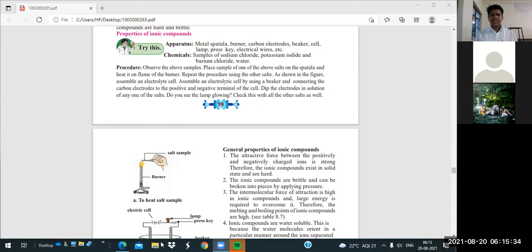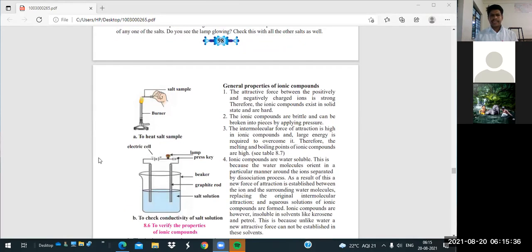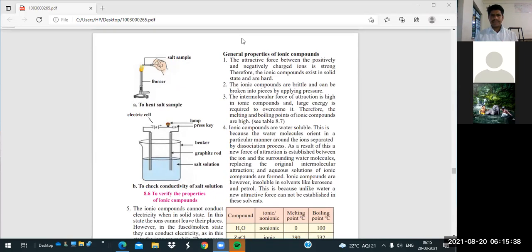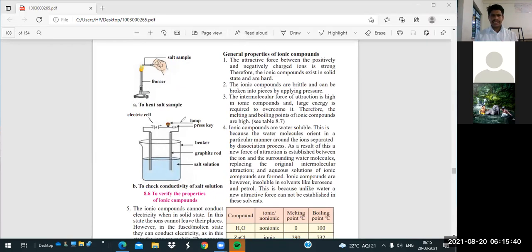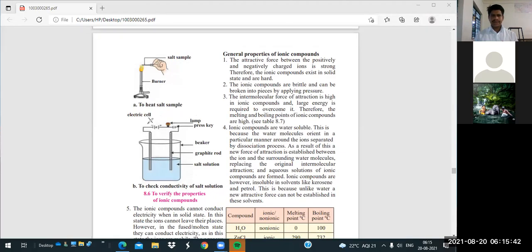So what we have to do here, you can see this arrangement. It's given here. Inside it, you will see there is one battery or electric cell arranged here. Then a lamp is there. There is a press key, which means we can press it to switch on or switch off. And then here is a beaker with a graphite rod and salt solution in it.